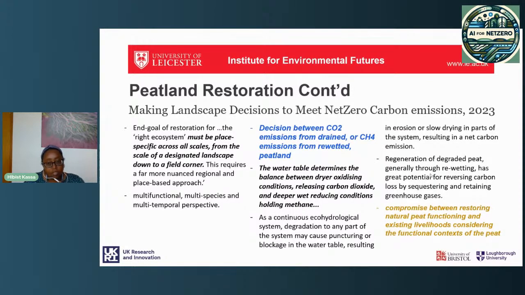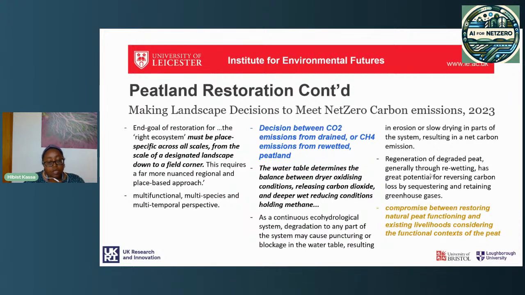In relation to this, the Institute for Environmental Futures had a long-running project that developed a report, Making landscape decisions to meet net zero carbon emissions. This report emphasizes that decisions must be place specific across all scales, from the scale of a designated landscape down to the field corner. So it requires thinking around this, and this is what the digital twin is being designed to respond to: the need to think through multiple scales, but also at the micro level, and to enable thinking about the targets and emissions, but also other likely impacts, the unintended consequences, and the trade-offs that may be necessary.